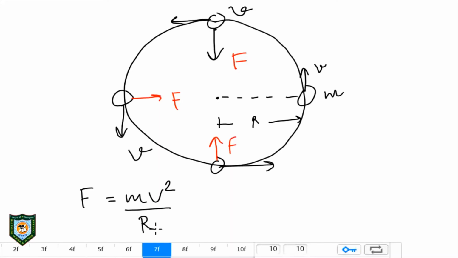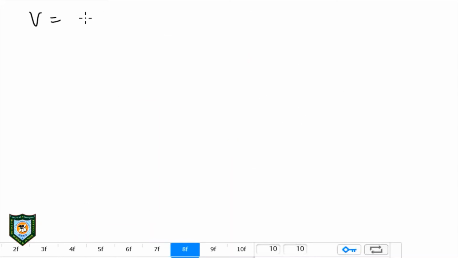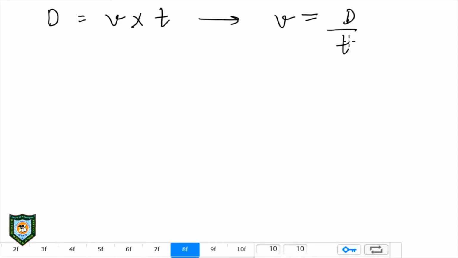Now, I know this formula is quite hard for all of you to understand, how did we get this formula, but we don't need to focus on this now. We are going to learn this later on. All we need to focus on right now is that centripetal force is equal to mv² divided by r. Now all of us know that distance is equal to velocity into time. So I can say that velocity is equal to distance divided by time.